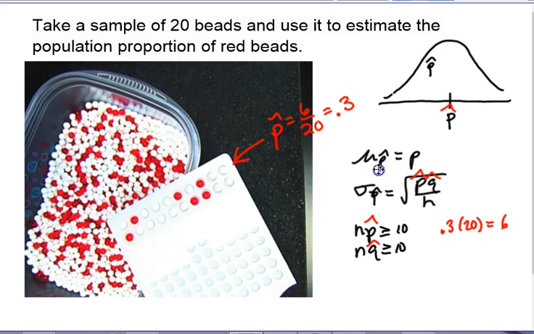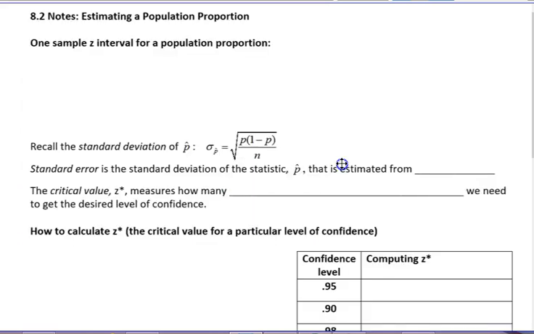So let's delve into this whole idea of using a confidence interval to estimate a population proportion. This is officially called a one-sample z interval for a population proportion, and this is what it's going to look like. Let me write this a little bit differently. Let me just remind you that we do a point estimate plus or minus a margin of error.